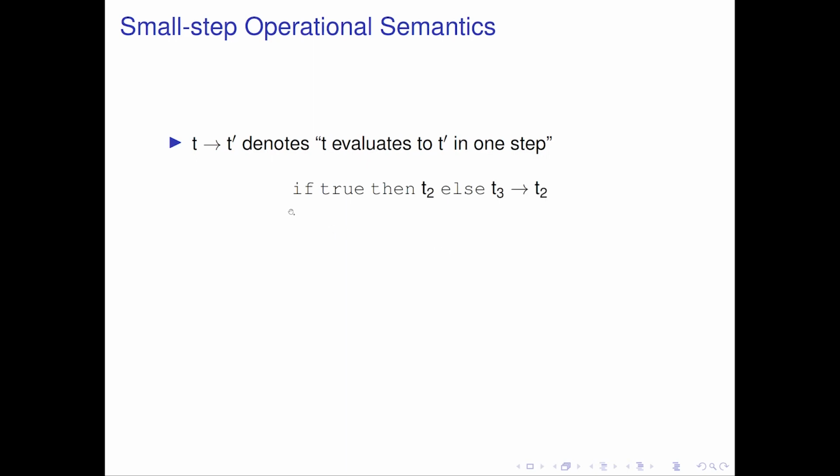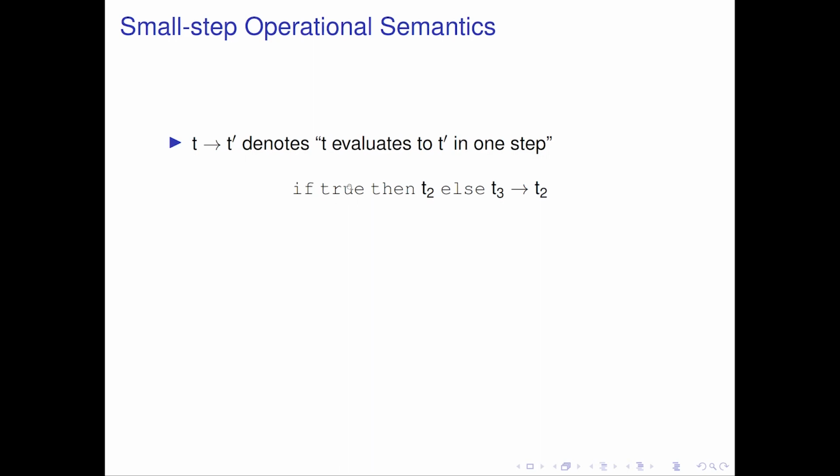So let's start with a very simple and intuitive thing. Suppose I have a program which says if true then T2 else T3. Okay, let's say in a C-like language. What does it mean to have such a program? Okay, I know that the condition is true, so I should evaluate T2. I don't know what T2 will evaluate to eventually. So this is a small step I am taking.